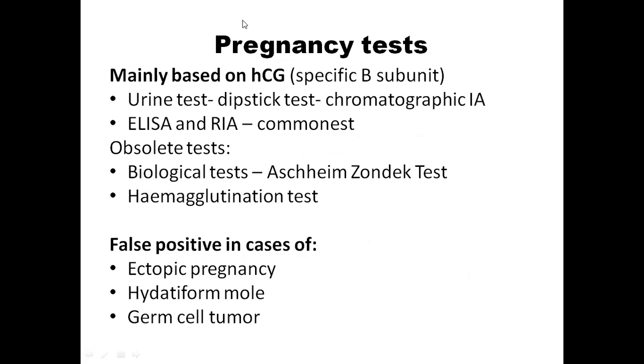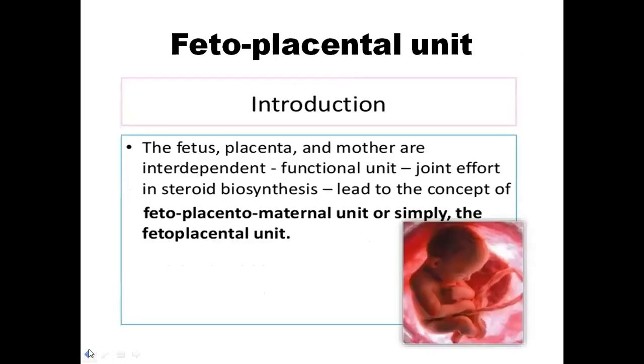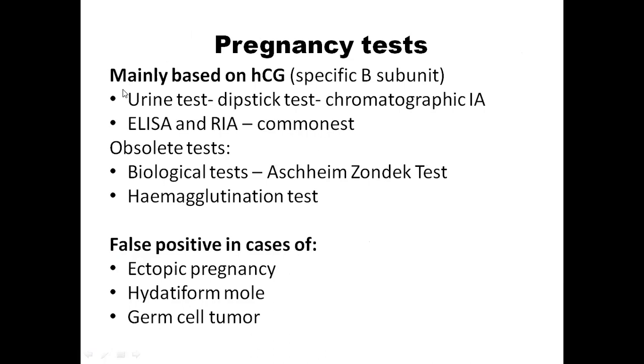Now coming to the pregnancy tests, mainly based on the beta subunit of HCG. The level of beta subunit of HCG is very important for the pregnancy tests. Now, the urine dipstick test or the card test, which is very common nowadays to detect pregnancy at home, that is actually a chromatographic immunoassay, giving the color. The change of color will give you the test. And the commonest are now the ELISA, enzyme linked immunosorbent assay, or the radioimmunoassay. So these immunoassays are commonly used nowadays to detect pregnancy.